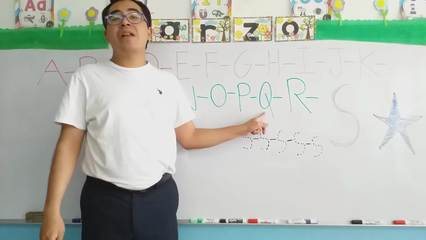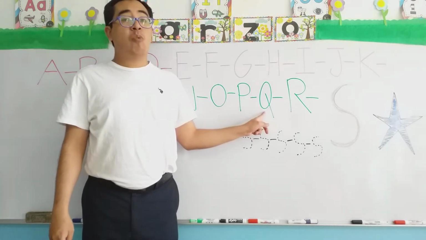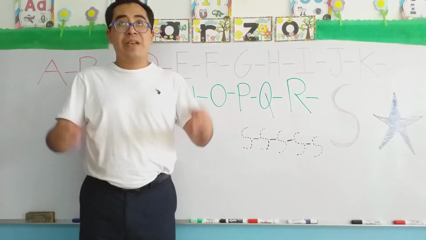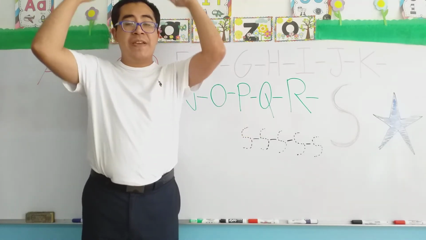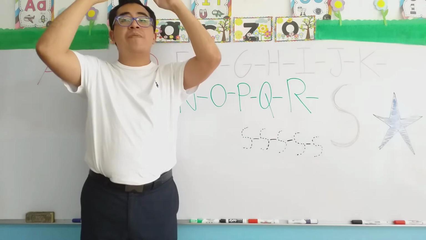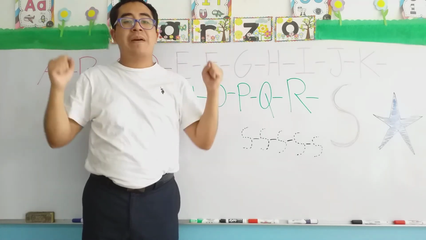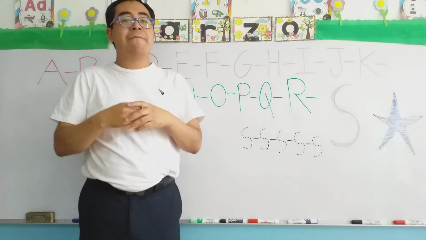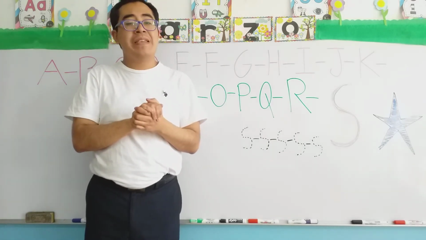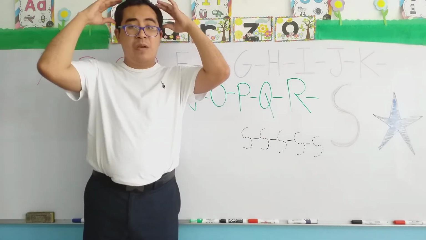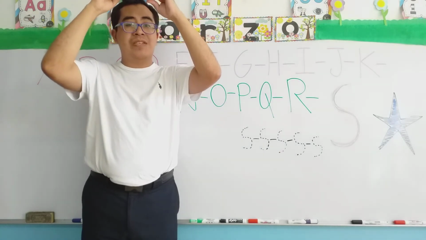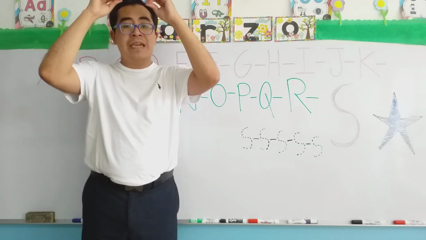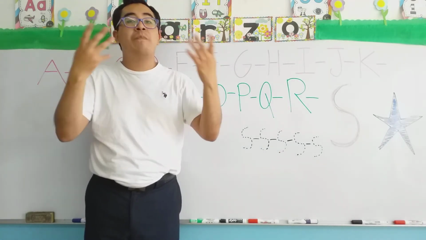Then for capital Q, we had the queen, the girl that wears a crown on top of her head, with beautiful stones. La queen in Spanish, reina, recuerden que es la mujer, la niña, que utiliza una corona con piedras hermosas llamadas diamantes, okay, y que se encarga de gobernar un país.